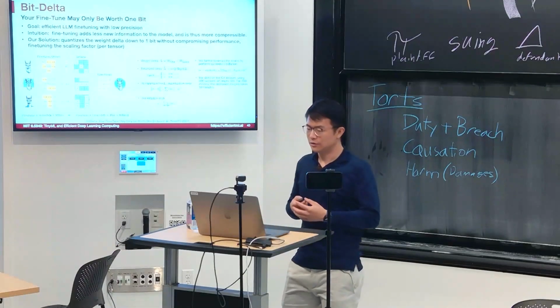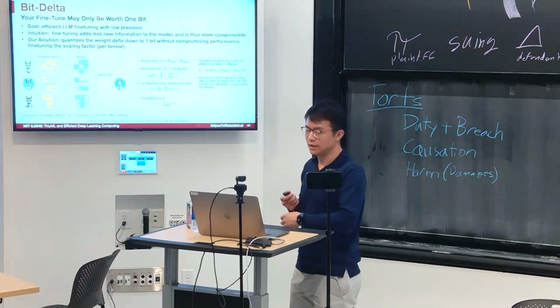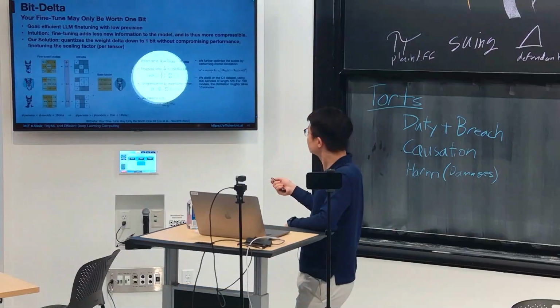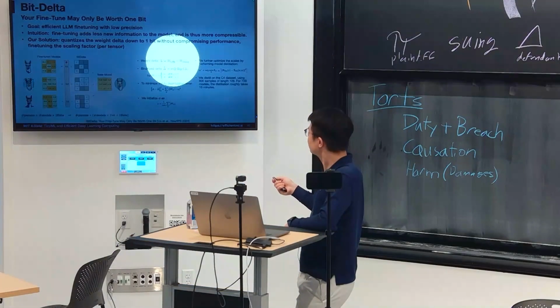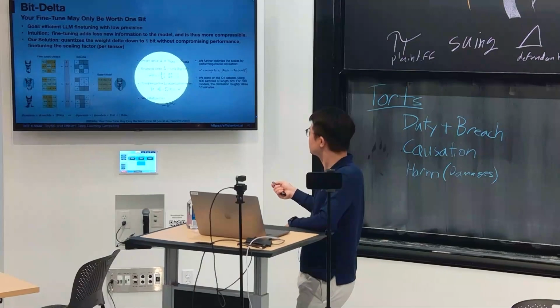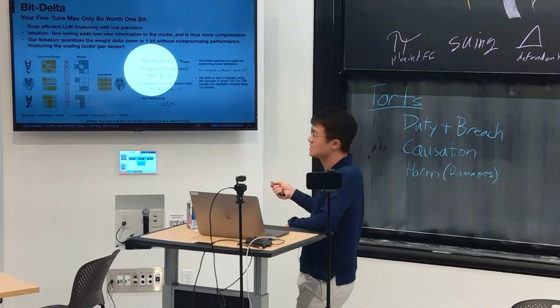So let's see how to train it, how to train this scaling factor very efficiently. We define the delta of the weight to be the difference between the base and the fine-tuned version. And then we have the sign function. If it's positive, then it's 1. If it's smaller than or equal to 0, then it's negative 1. Okay, so that's the binarized delta.